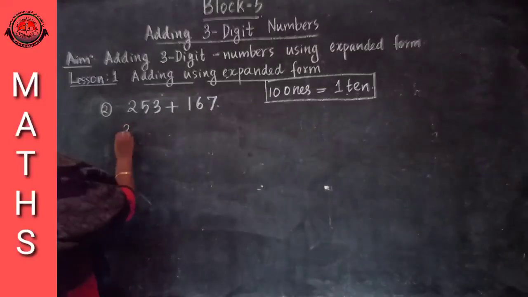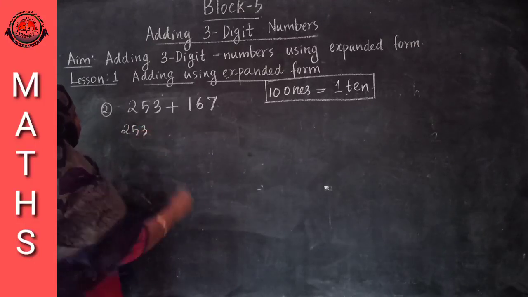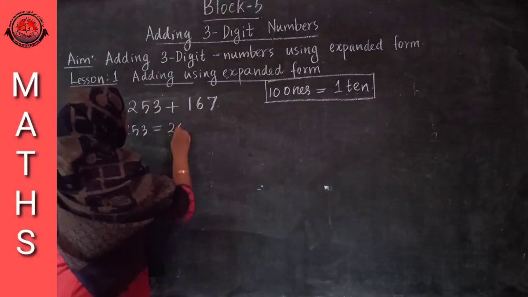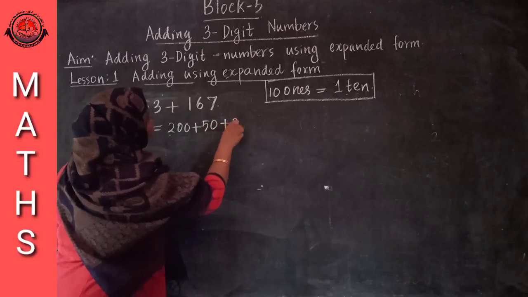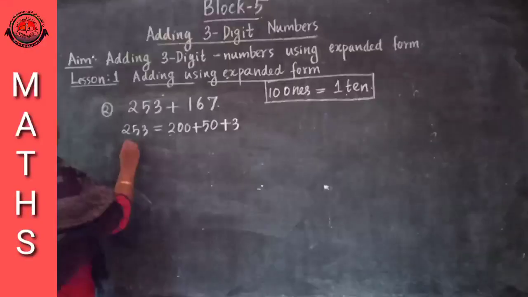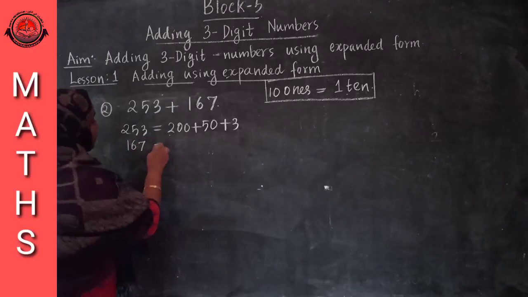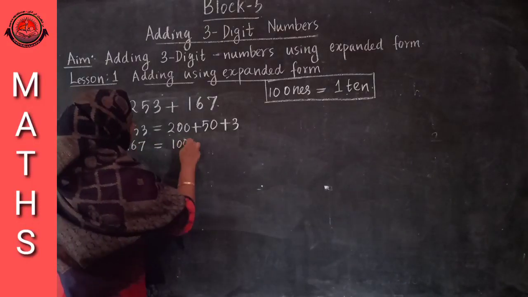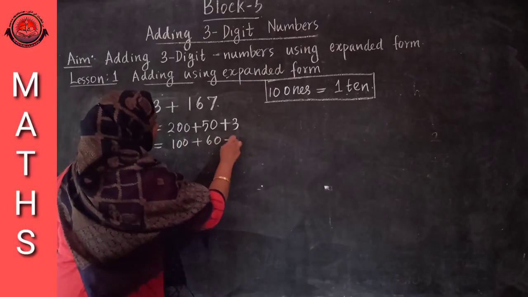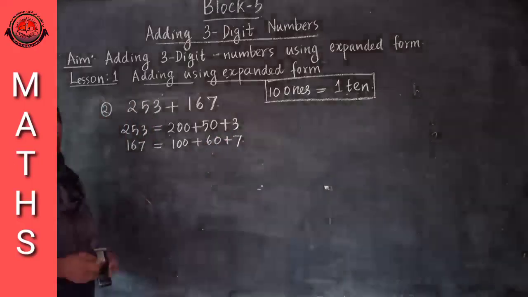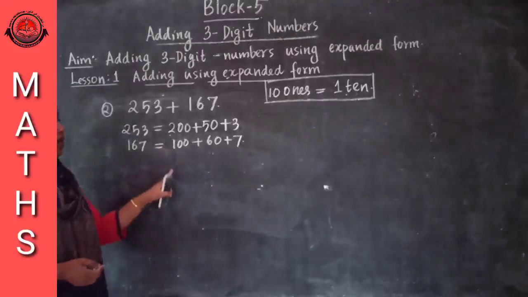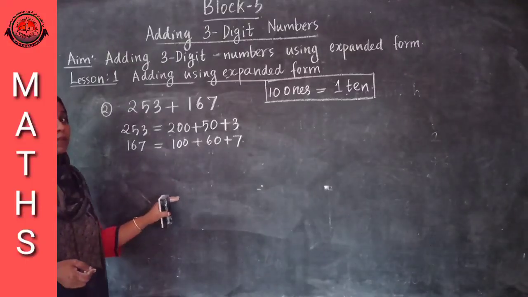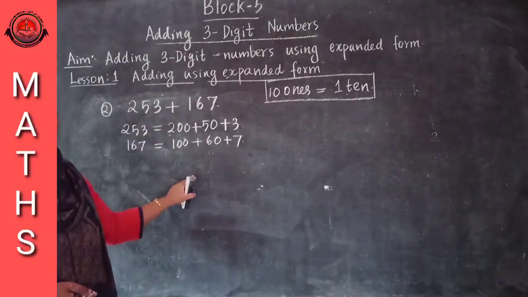Write the expanded form of both the numbers. So 253 is equal to 200 plus 50 plus 3. Then 167 is equal to 100 plus 60 plus 7. We have to write the expanded form of both of the numbers as per their place, one above the other.